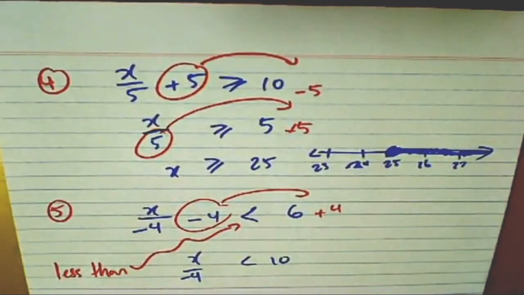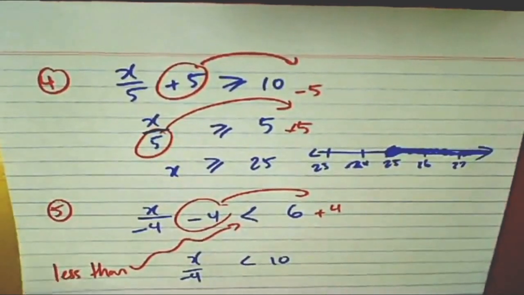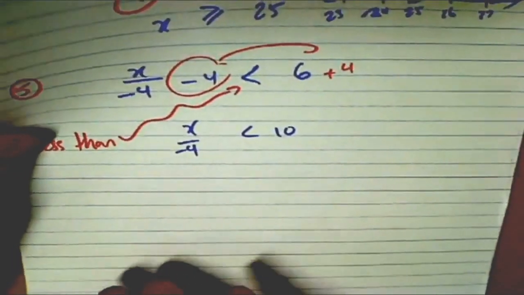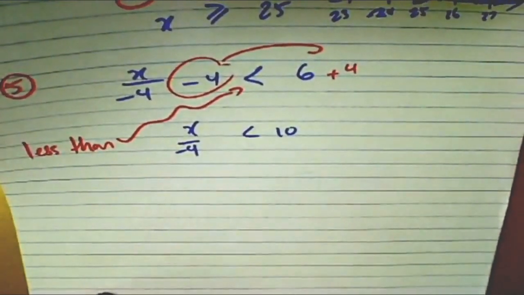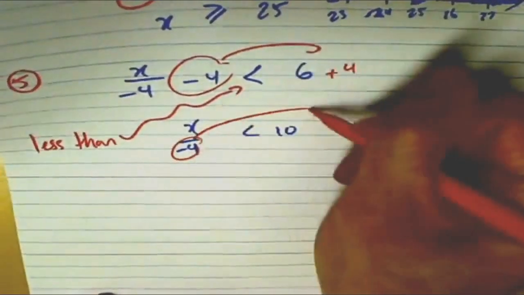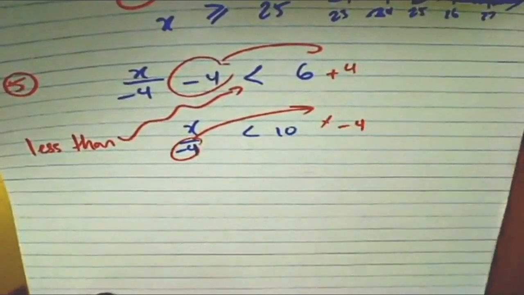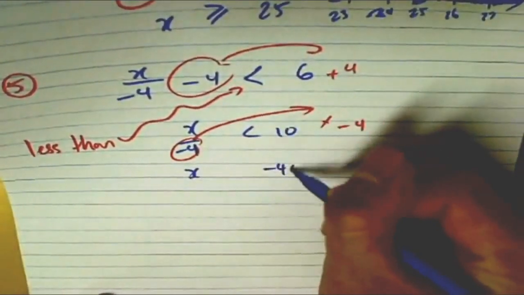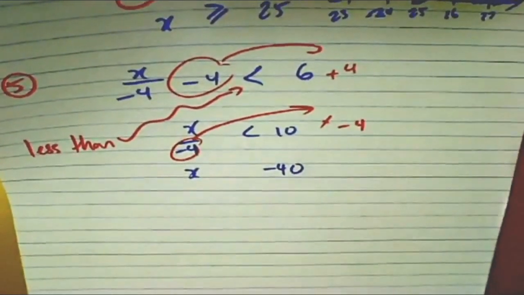Then what's the next thing I move over? The -4. What does it become? Times 4? Good. Oh, no, that's not even right. Times -4. Because when we move the negative over, the negative actually goes with it, but the operation changes. So now my operation is just times. So now that's x. It's going to be -40 because 10 times -4 is -40.